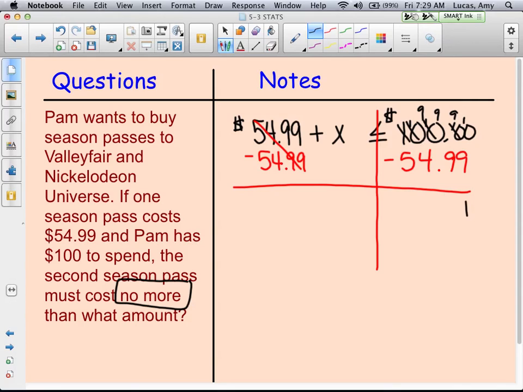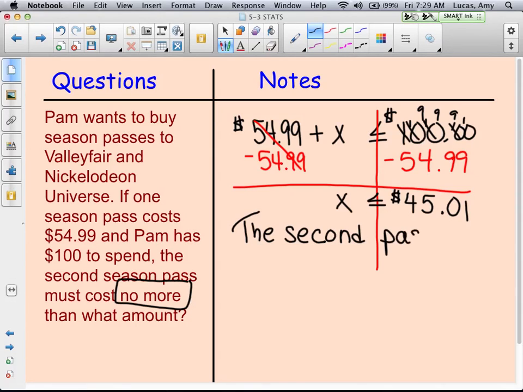And the second pass must be less than or equal to $45.01. So the second pass must be $45.01 or less.